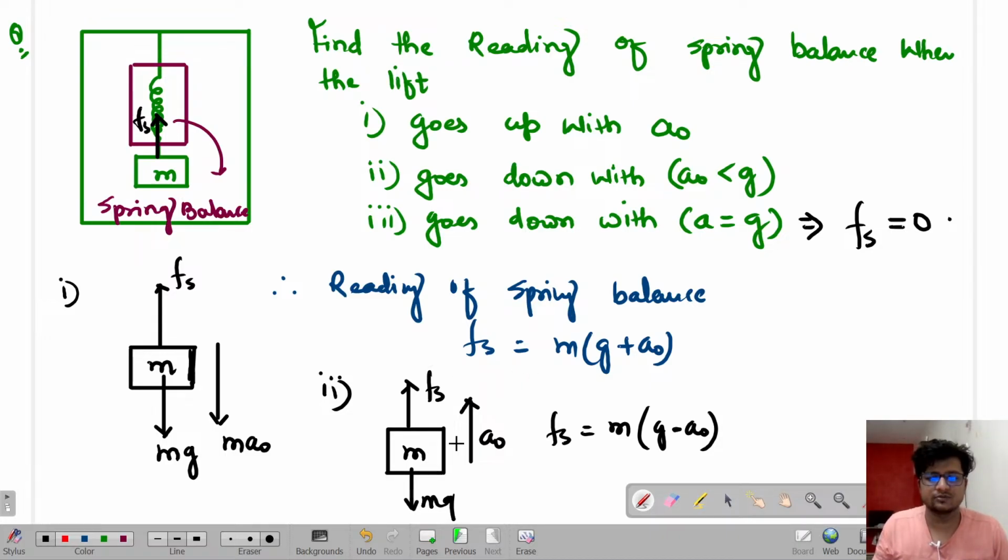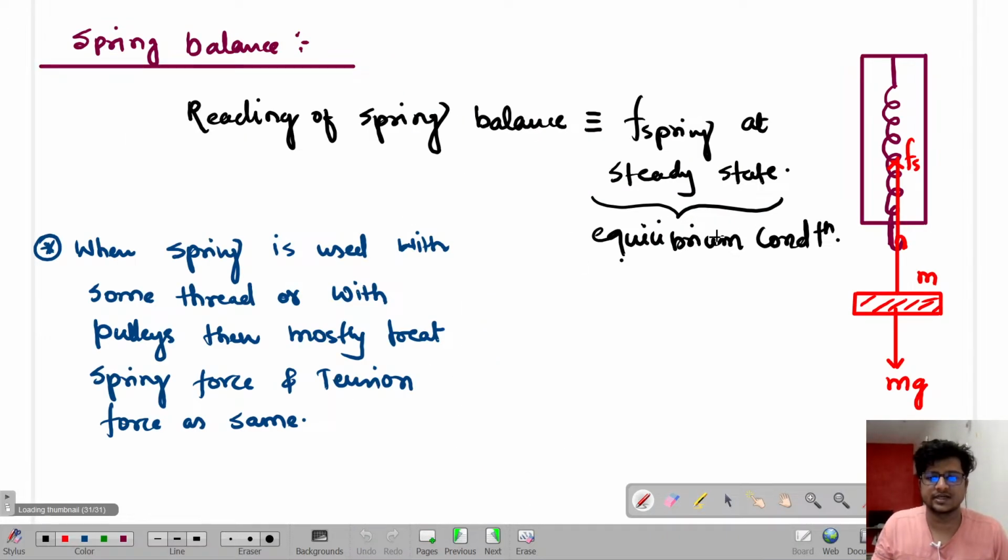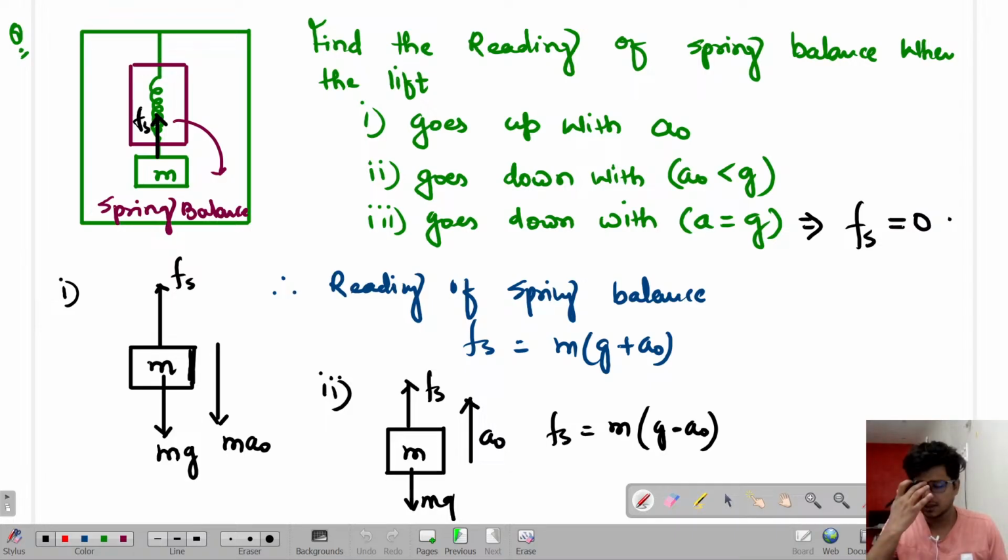Total upward force. I have told you to write the answer at what state? Equilibrium state, now to find the reading. So this means that total upward force is equal to downward force. So Fs plus m a naught is equal to mg. What will it give me? Fs is equal to mg minus m a naught. Is that clear or not? And this is why in the third case it is 0. Are you able to get me or not? Clear or not clear?